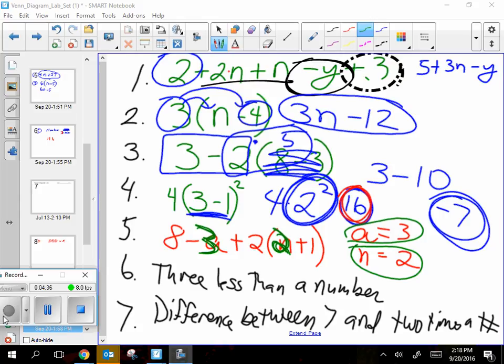So it's 8 minus 3 plus 2 times 2 plus 1. Can you do it in any order you want? No. What's the first letter in that little saying? Parentheses. Good. Parentheses are first. 2 plus 1 is 3. That gets done first.